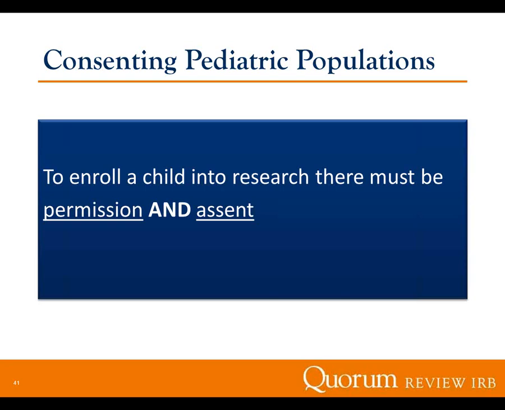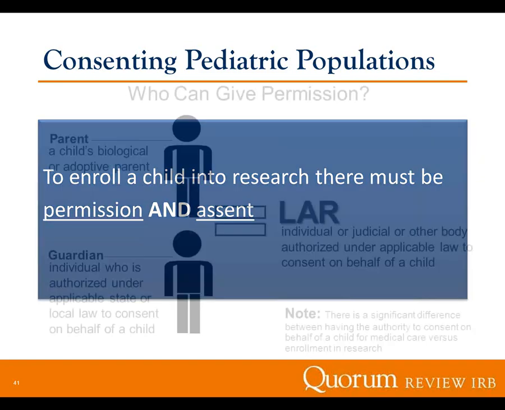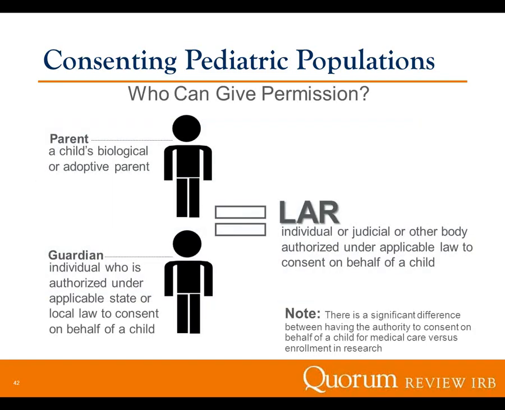But as we go through this whole section, I want you to keep one major thing in mind. To enroll a child into research, there must be permission and assent. There must be permission of the parent or guardian, and there must be assent of the child. Now first I'm going to start off talking about permission, and then I'll follow that section up by talking about assent. So let's look at some terminology and make sure that's clear in our minds before moving forward.